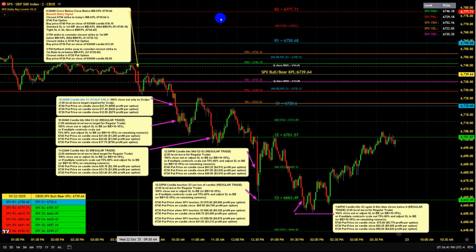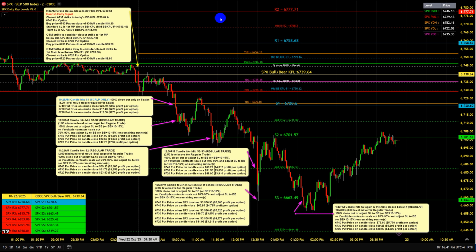This particular strategy uses buying puts on bearish entry signals and buying calls on bullish entry signals. This particular strategy does not involve spreads. It does not involve combinations. There's no iron condors or butterflies or any other type. That is simply buying puts on bearish entry signals and buying calls on bullish entry signals.